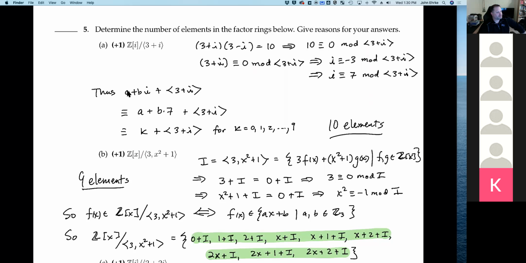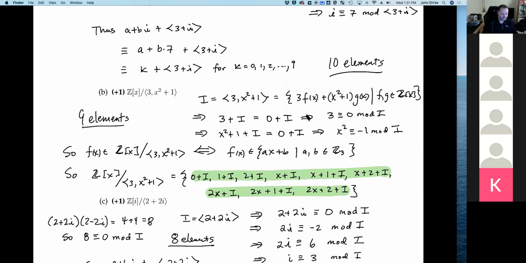There are lots of different ways to do this. The point is you wind up with 10 elements, and you think this thing is going to be isomorphic to Z mod 10. It is isomorphic to Z mod 10. So this guy right here is isomorphic to Z mod 10. There are 10 elements in that factor ring.